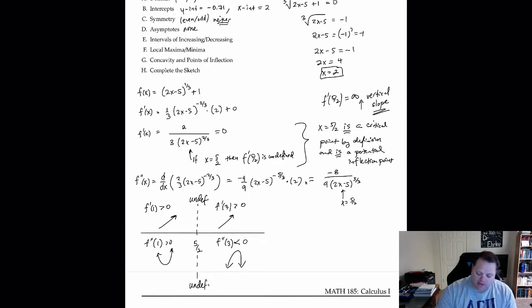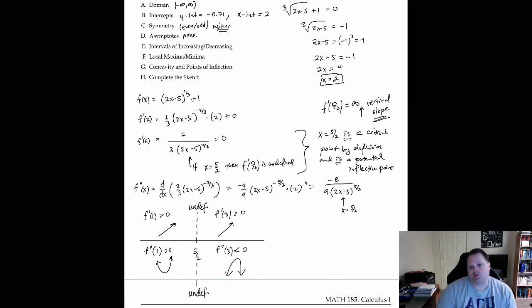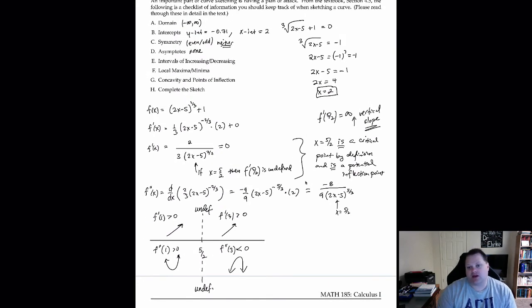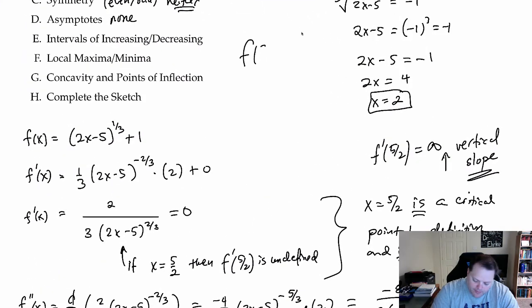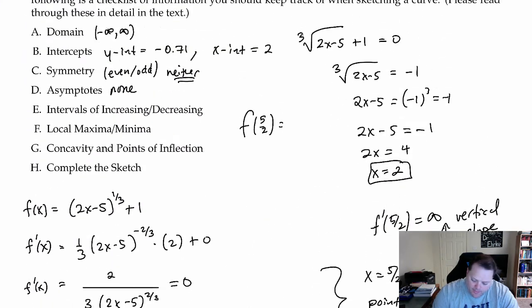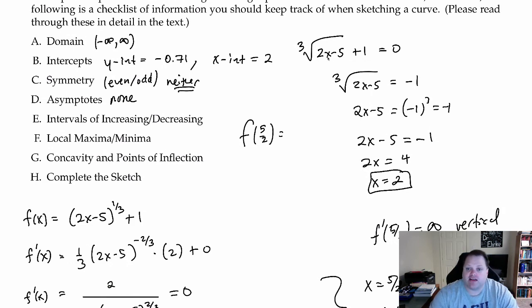So we've just compiled a ton of information. We're going to use the totality of that information to try to sketch a graph. Now there's a couple of points that we're going to be really interested in here. We're interested in what goes on at 5/2. So if I plug 5/2 back into this original function, so here's the original function, if I plug 5/2 into this, that's 0 plus 1. 5/2 and 1 is a really important point along with the x-intercept and y-intercept.